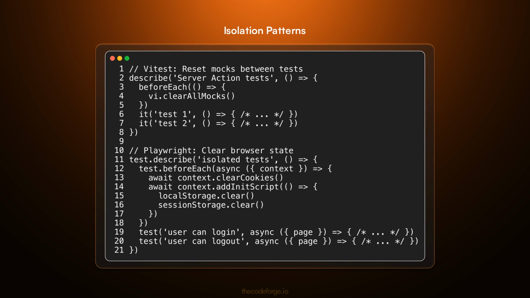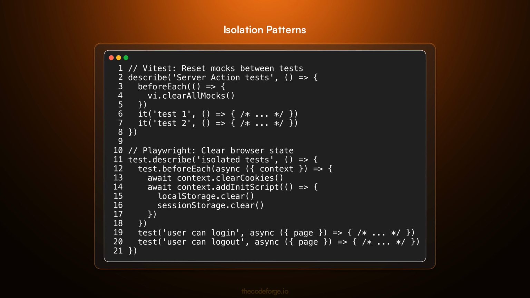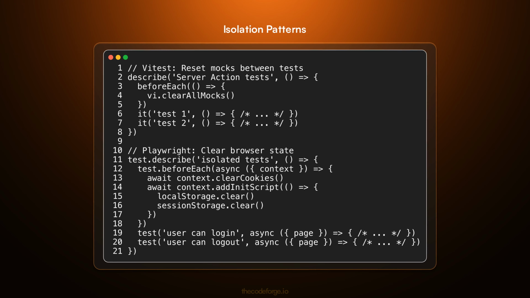This code shows isolation patterns for both Vitest and Playwright. In Vitest, clear mocks before each test. In Playwright, clear cookies and storage in a before each hook. This ensures tests don't interfere with each other.